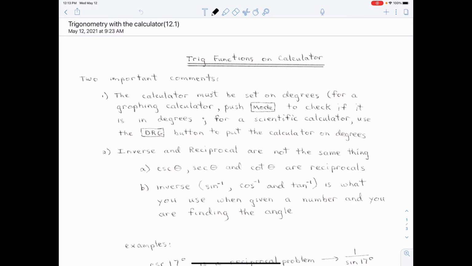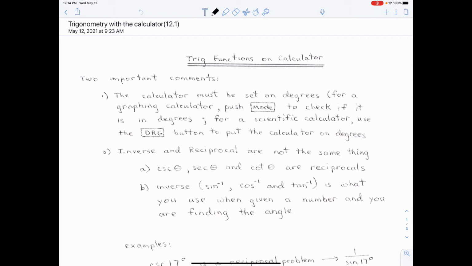Okay, second thing, and this is very important, not that the other thing isn't, but inverse and reciprocal are not the same things. When you find a trig function, remember you take the trig function of an angle and you get a number. Take the sine of 30 degrees, you get a half, or on your calculator it'd be 0.5. But if you're doing the opposite of that, in other words, if I give you the number and you're trying to find the angle, that's inverse. That's not the same as reciprocal.